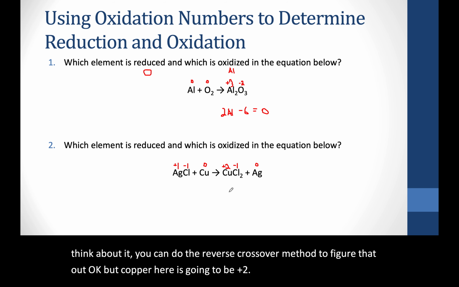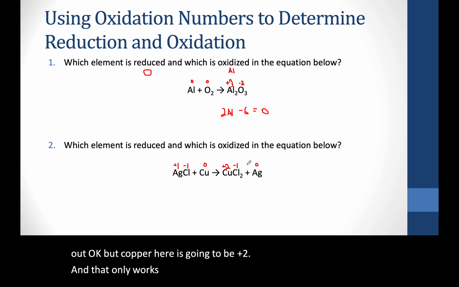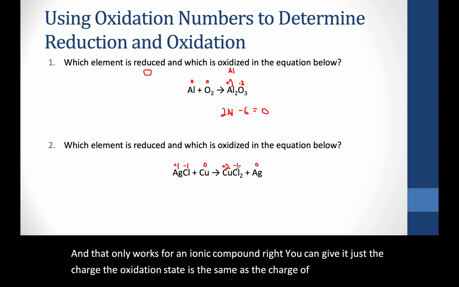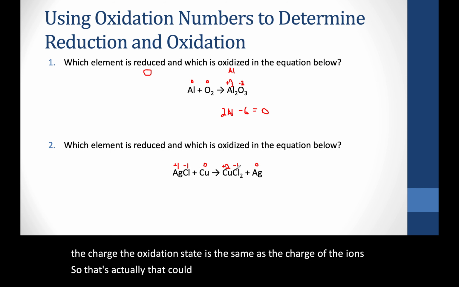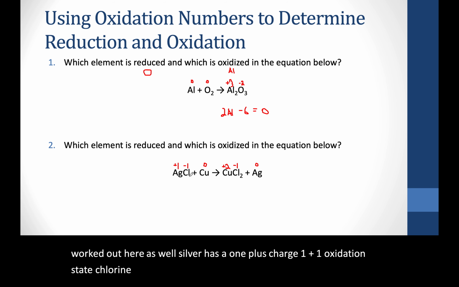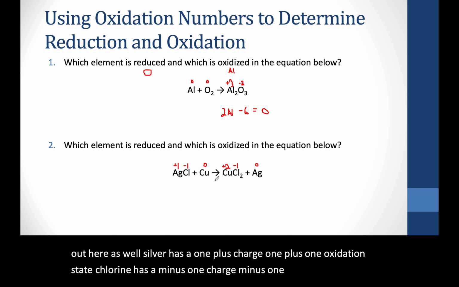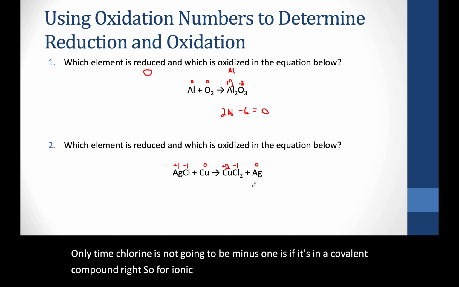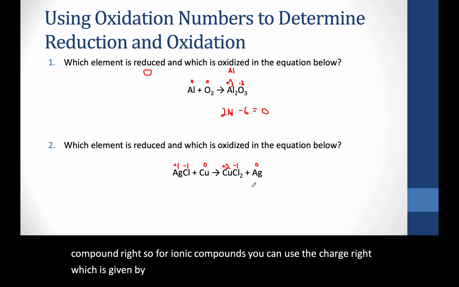And that only works for an ionic compound. The oxidation state is the same as the charge of the ions. So that could be an extra rule there. That worked out here as well. Silver has a 1+ charge, +1 oxidation state. Chlorine has a -1 charge, -1 oxidation state. So the only time chlorine is not going to be -1 is if it's in a covalent compound. So for ionic compounds, you can use the charge, which is given by which group it's in on the periodic table.